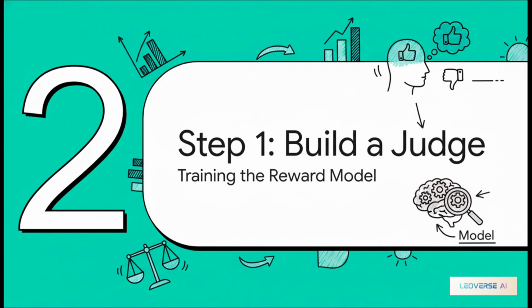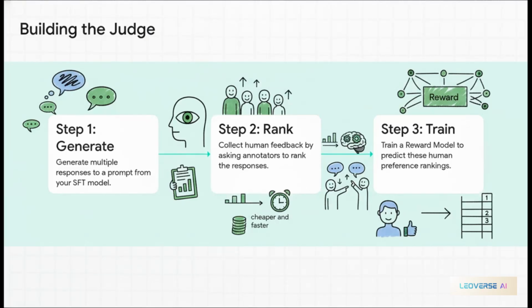This is our first practical step in the RLHF process. We are going to build a judge, an AI model that actually learns to think like a human reviewer and score outputs based on our preferences. This is what we call the reward model. So, how do we actually build this judge? Well, it's a surprisingly straightforward three-step process. First, you take a prompt and have your current model generate a few different answers. Easy enough. Second, you show these responses to actual people and just ask them to rank them from best to worst. And think about it, this is so much faster and cheaper than asking them to write a perfect answer from scratch. And finally, you take all that ranking data and use it to train a new model, the reward model, whose only job is to predict how a human would rank any given response.